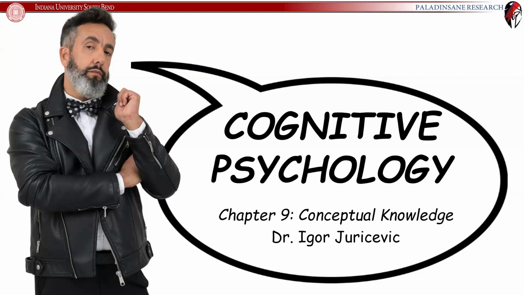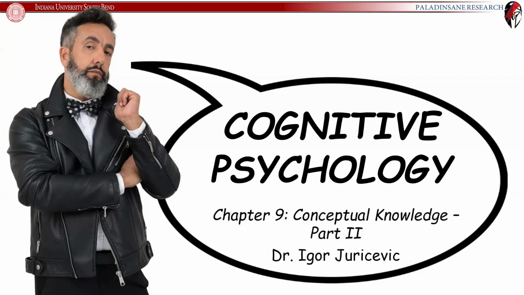All right, so let's get going on today's class. Today we are going to continue our look at Chapter 9, Conceptual Knowledge. This is going to be Conceptual Knowledge Part 2, where we wrap up our look at the spreading activation model, look at some implications, and then start to look at how that might be implemented in a real world physical symbol system with connectionist networks.